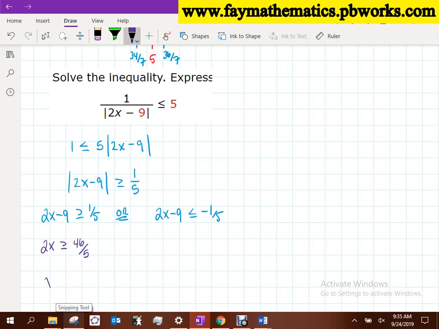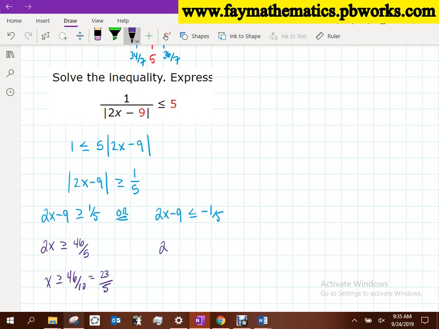So I don't want you to use a calculator because a lot of people will do this: 46 divided by 5 divided by 2. And it ain't going to be right. Okay? So let's go. Multiply by 1/2, so it gives me 46 over 10. And 46 over 10 is 23/5, right? Okay. So x is greater than or equal to 23/5.